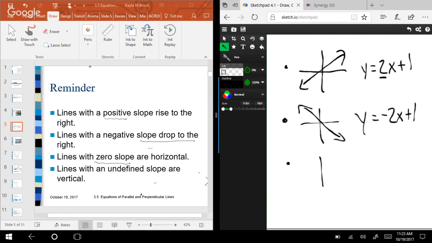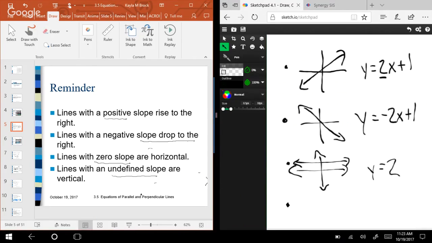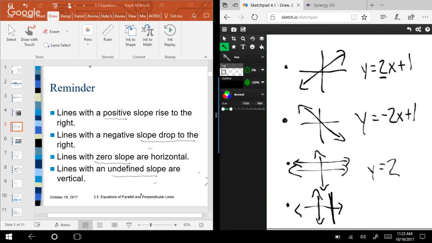What would a horizontal line look like? Well, a horizontal line would be parallel to the x-axis, and in this case, it would be as if they said y = 2. And then lines with an undefined slope are vertical. So what would that look like? We would have our xy table right here, and a line running vertical would be parallel to the y-axis. So it would be like this. And this one would be like if you said x = 2.